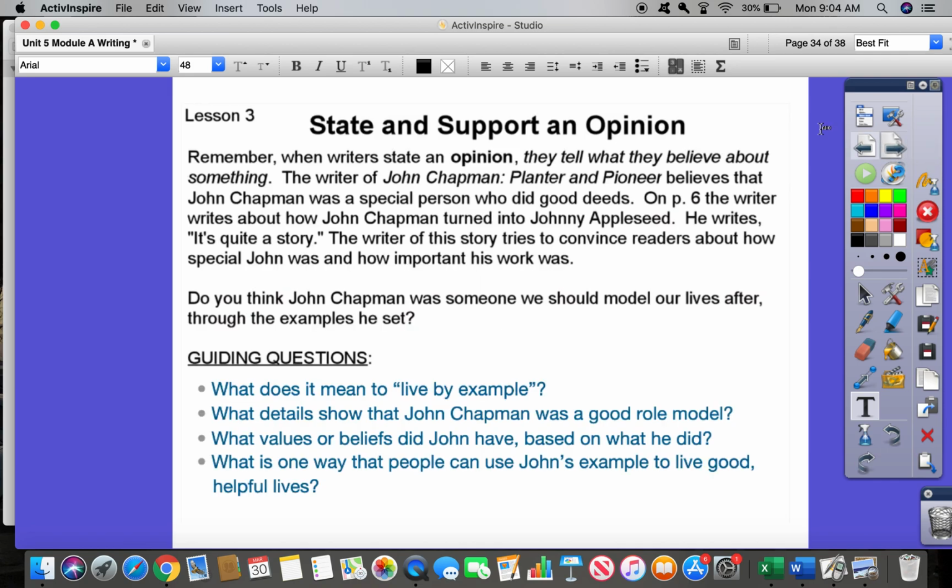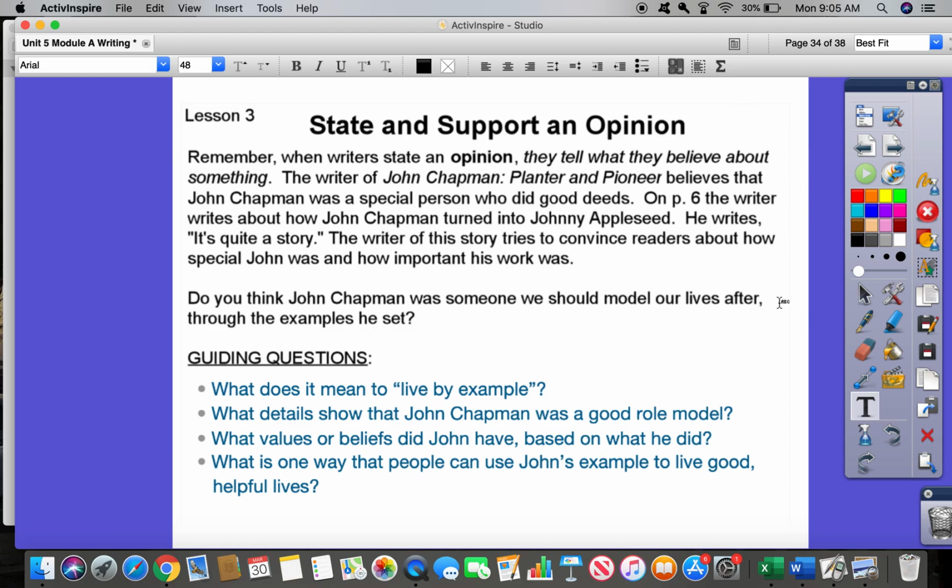Okay, so to continue with the writing, we're going to state and support an opinion. Remember, when writers state an opinion, they tell what they believe about something. The writer of John Chapman, Planter and Pioneer, believes that John Chapman was a special person who did good deeds. On page 6, the writer writes about how John Chapman turned into Johnny Appleseed. He writes, "It's quite a story." The writer of the story tries to convince readers about how special John was and how important his work was.